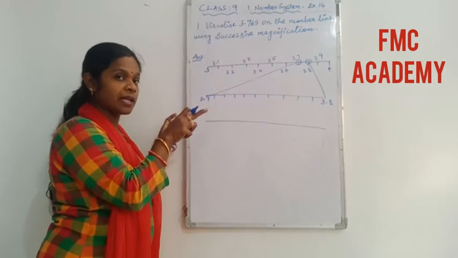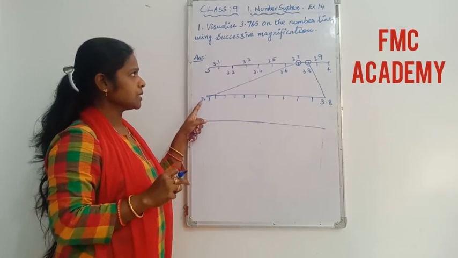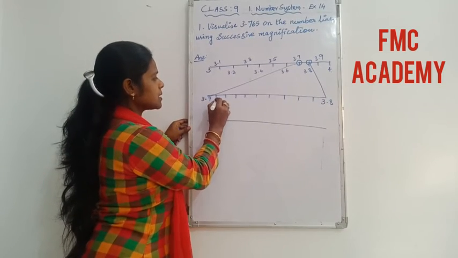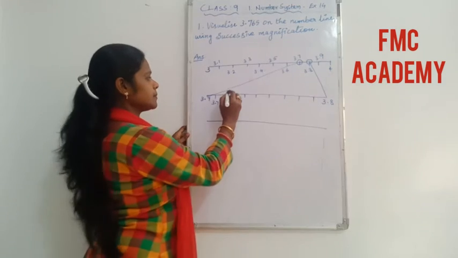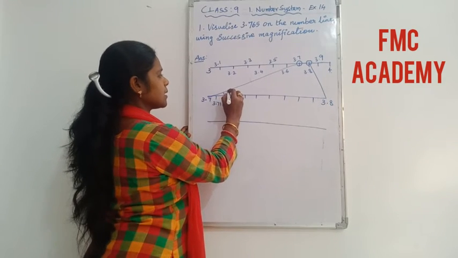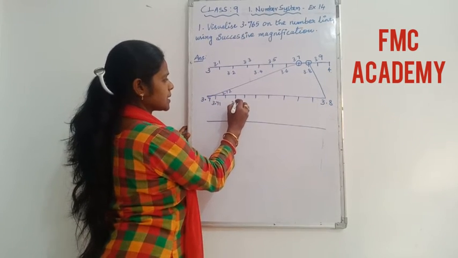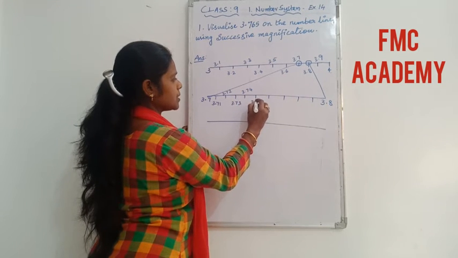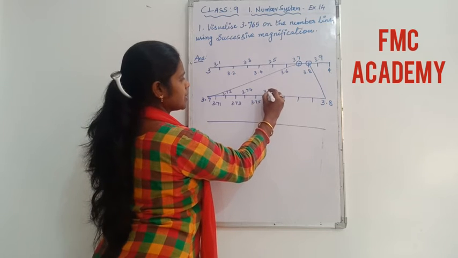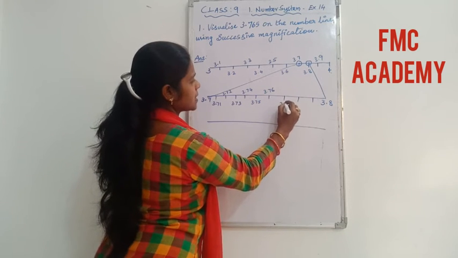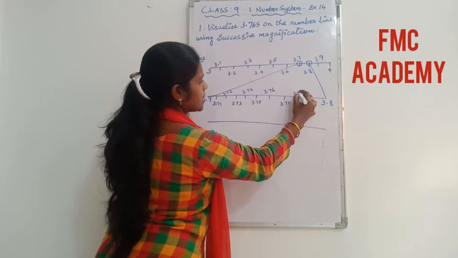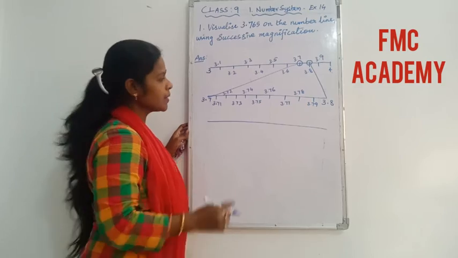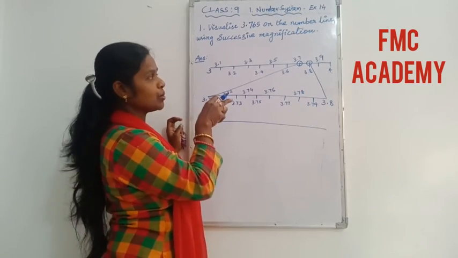Now when you are writing decimals, be very careful. 3.7, so the first part will be 3.71, first part. Then here 3.72, 3.73, 3.74, 3.75, 3.76, 3.77, 3.78, 3.79.